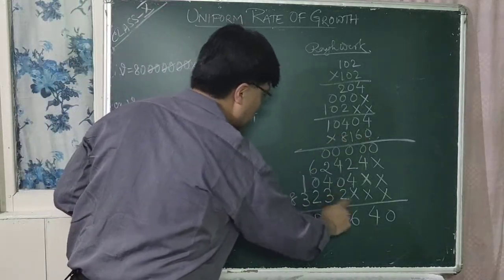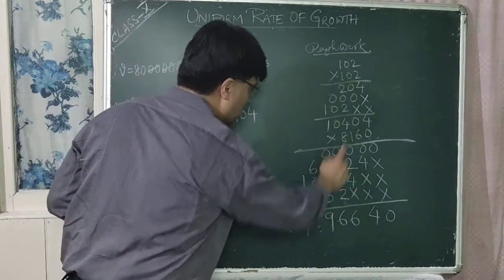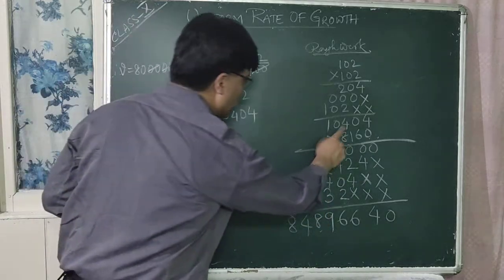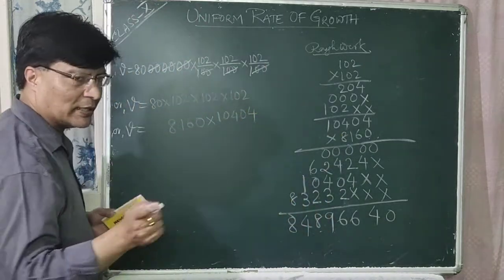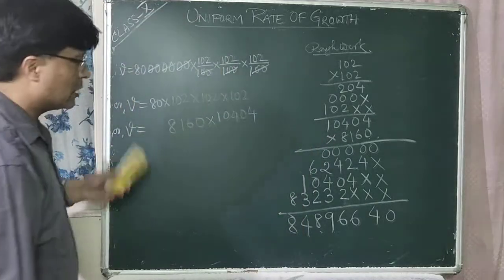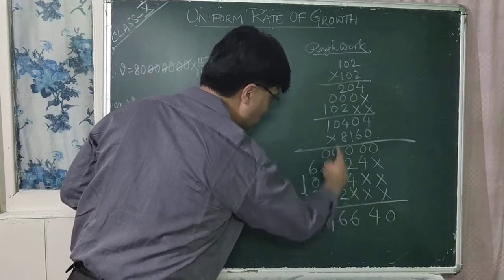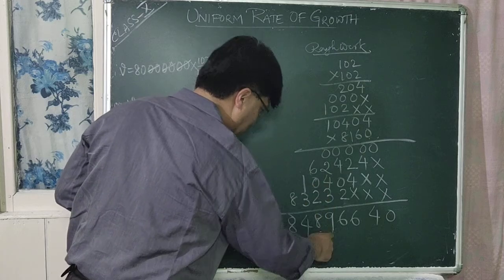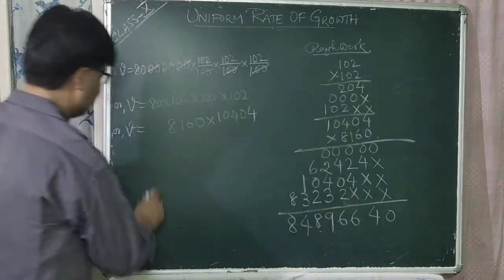8 4s are 32, 2, 3. 8 zeros are 0 plus 3 is 3. Again 8 4s are 32, 2. Again 3. 8 zeros is 0 plus 3 is 3. 8 1s are 8, right? Now you can add them. 0, 4, 6, 6, 9, 8, 4, 8.